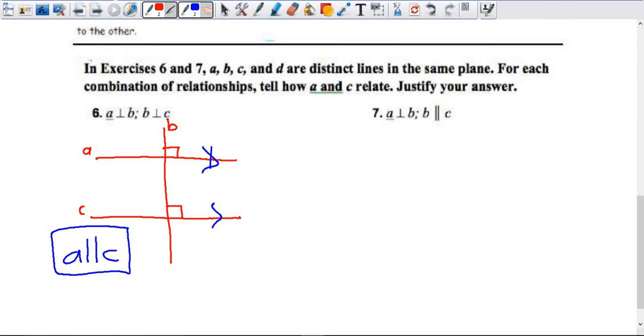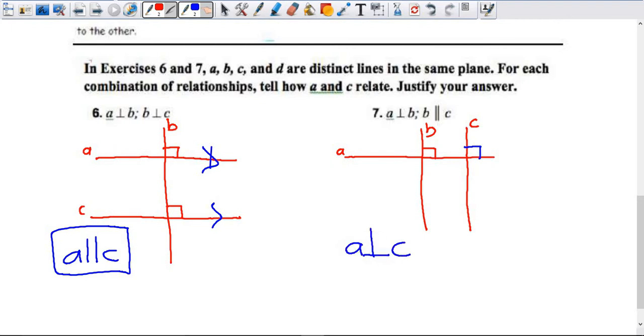Let's do 7 here. It says A and B are perpendicular, so here's A. We'll draw B perpendicular to it. All right, and then it says B and C are parallel, so we can draw C just like this. If that happens, then we know there has to be a 90-degree angle here, which means A is perpendicular to C. All right?